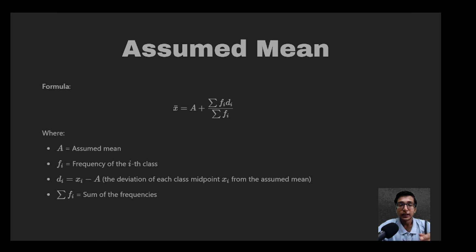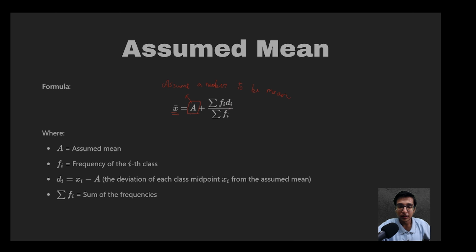Now let's look at another way of finding mean. This is by using the formula of assumed mean. So again, here A is the assumed mean. In the given data set, you assume a number to be the mean, and then you try to calculate the mean for the data set.